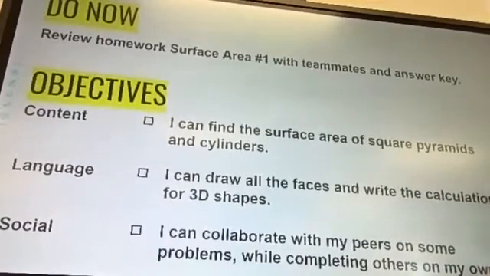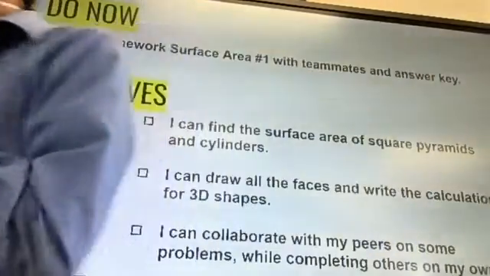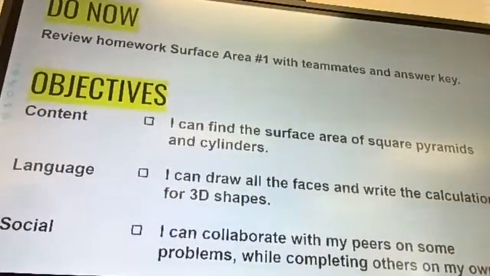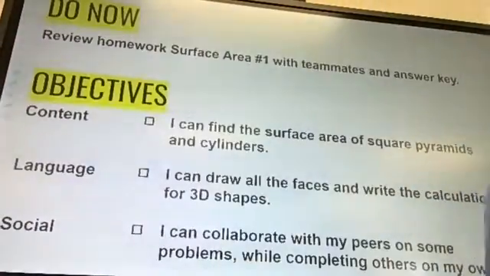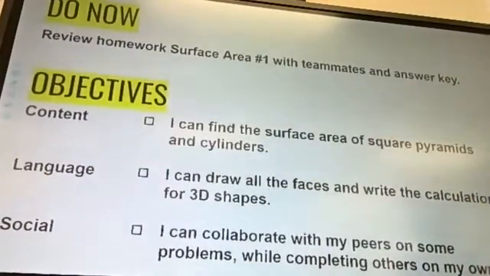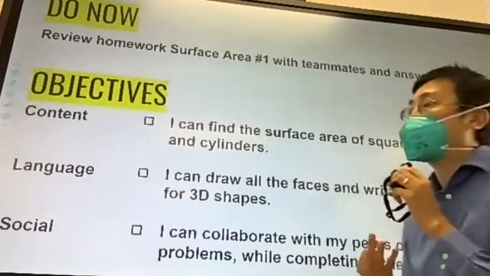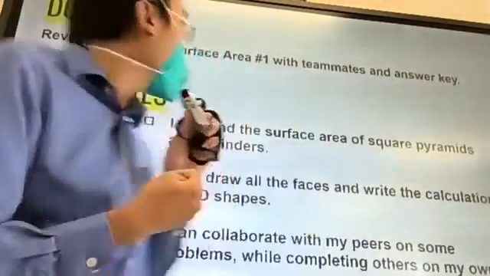Today's objectives. I can find the surface area of square pyramids and cylinders. This will be the last new lesson on finding surface area. Next week, we're going to be doing a review where we mix all the shapes together. So rectangular and triangular prisms, along with square pyramids and cylinders.